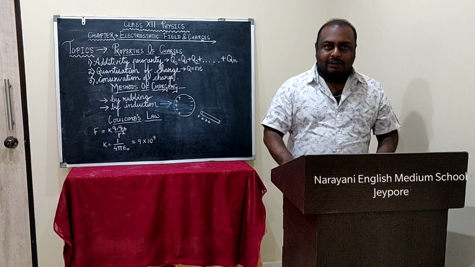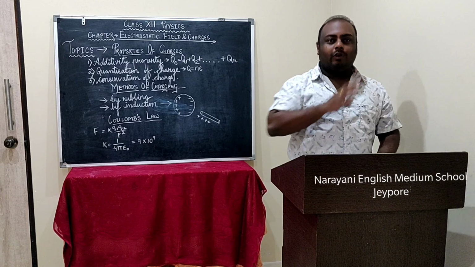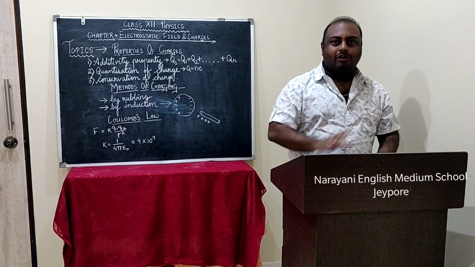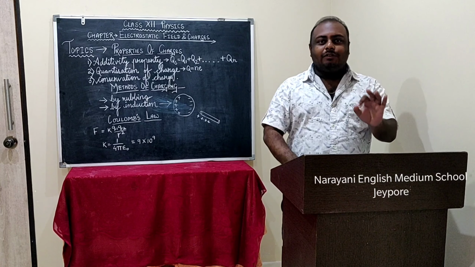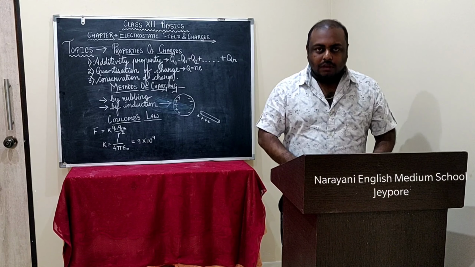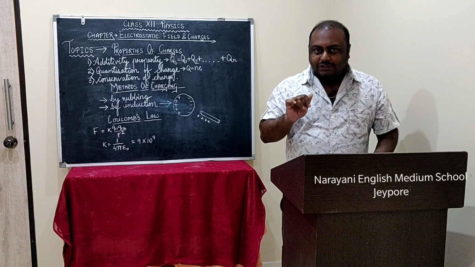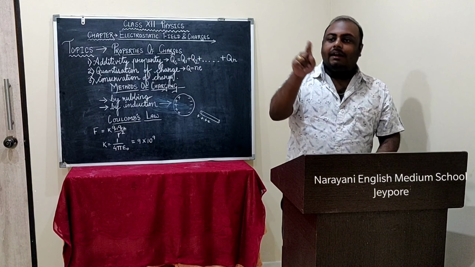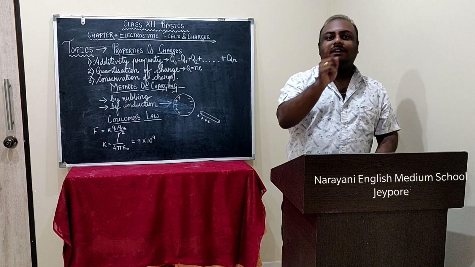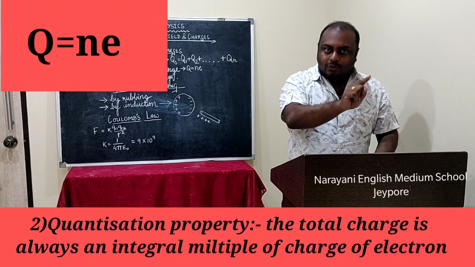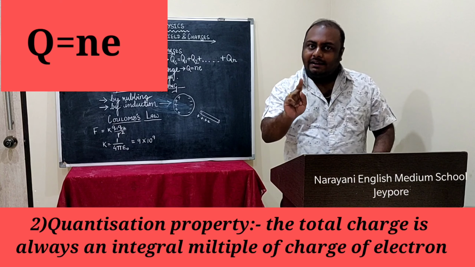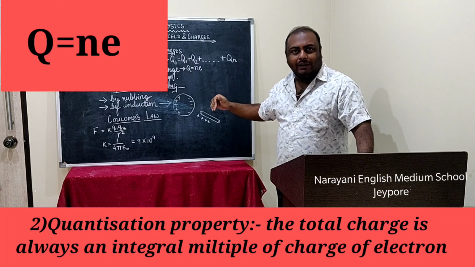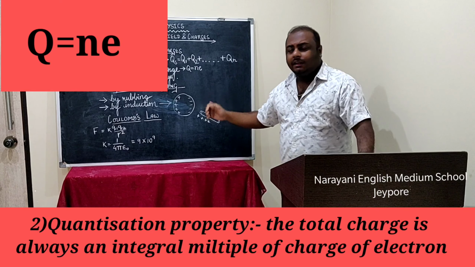When we charge a body, it is done by adding electrons. So, for example, if I add 10 electrons, what is the charge of the body going to be? Let Q be the charge of the body. We are adding 10 electrons, so 10 into the charge of a single electron. Q is equal to N into e. As you can see, the formula of quantization, Q is equal to Ne.